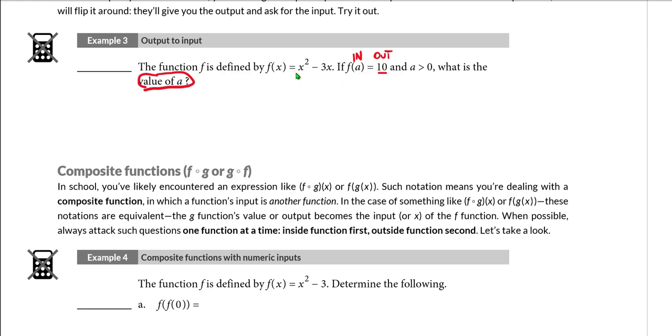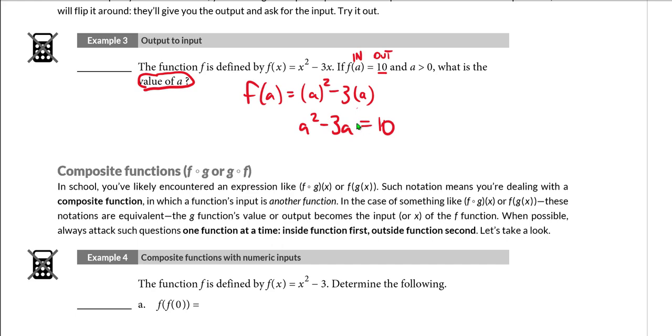So here's what we're going to do. We're going to first write down f of a equals, and again, let's do those parentheses. I'm just going to substitute, forgot my square again. I'm going to substitute the a in there. So I just get a squared minus 3a. And again, they are telling me that when a goes into this function, I get out 10. 10 is the output. So that means that a squared minus 3a must yield 10.